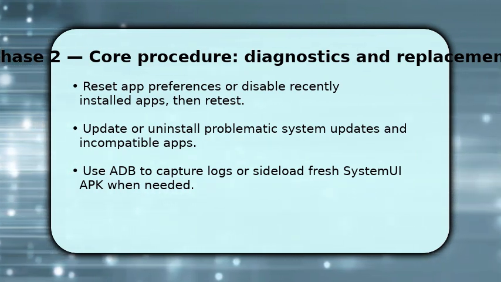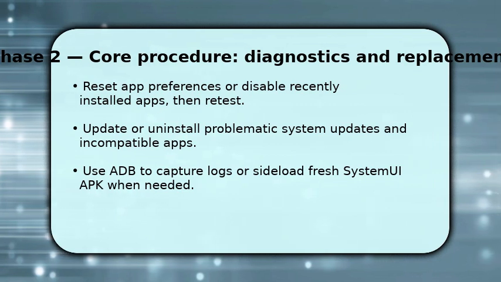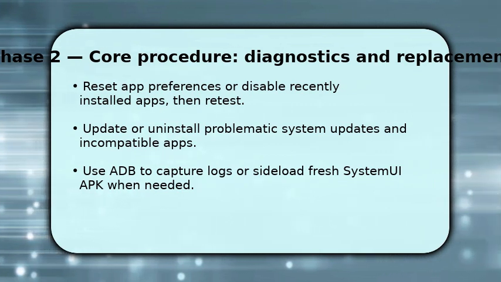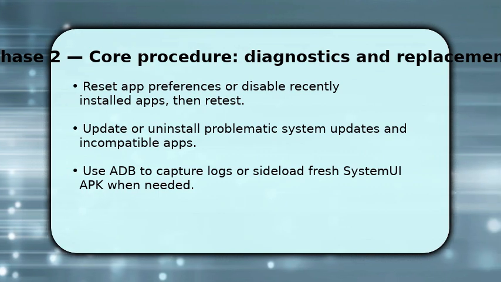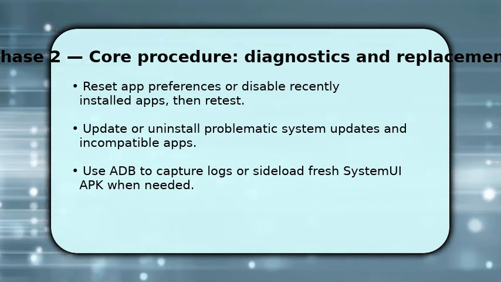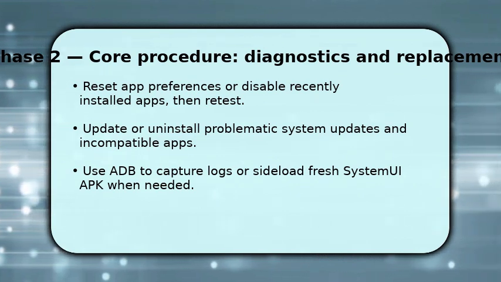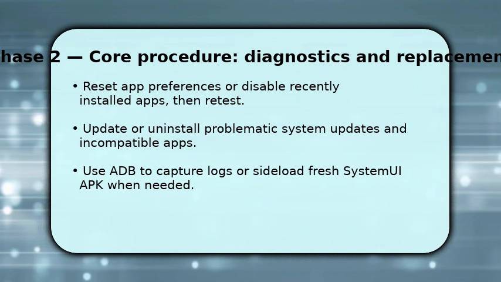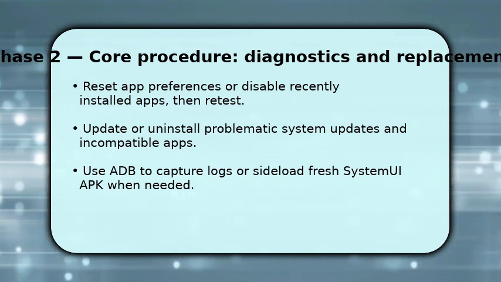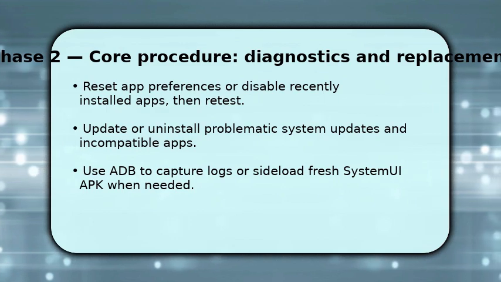For advanced repair, enable USB debugging and use ADB to pull logcat traces to pinpoint the crashing package. And if you have a compatible build, sideload a clean system UI APK, only from trusted sources, to replace corrupted binary. You finish by performing a factory reset only after confirming backups.